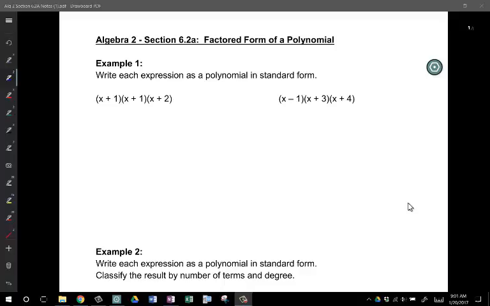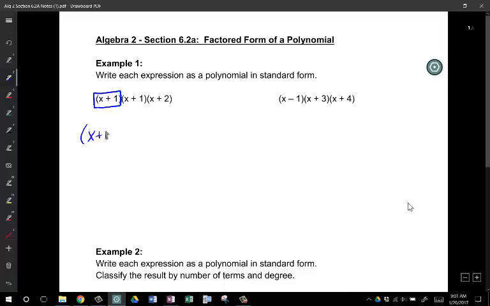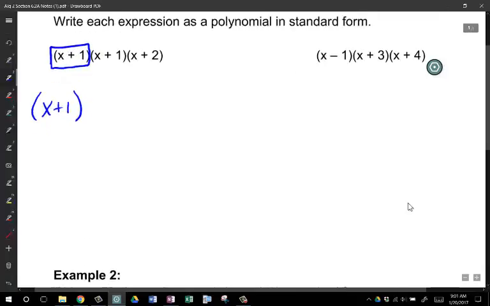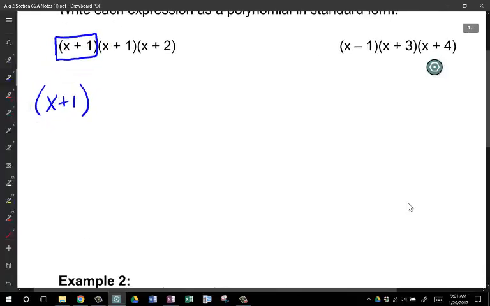So what you have here on the first problem is x plus 1 times x plus 1 times x plus 2. We have 3 things multiplied. You're going to have to decide to put one of them on the shelf, so to speak. So I'm going to take this first x plus 1, and I'm not going to do anything with it. I'm just going to rewrite it down here as x plus 1. Now, what I am going to do is FOIL the back part.